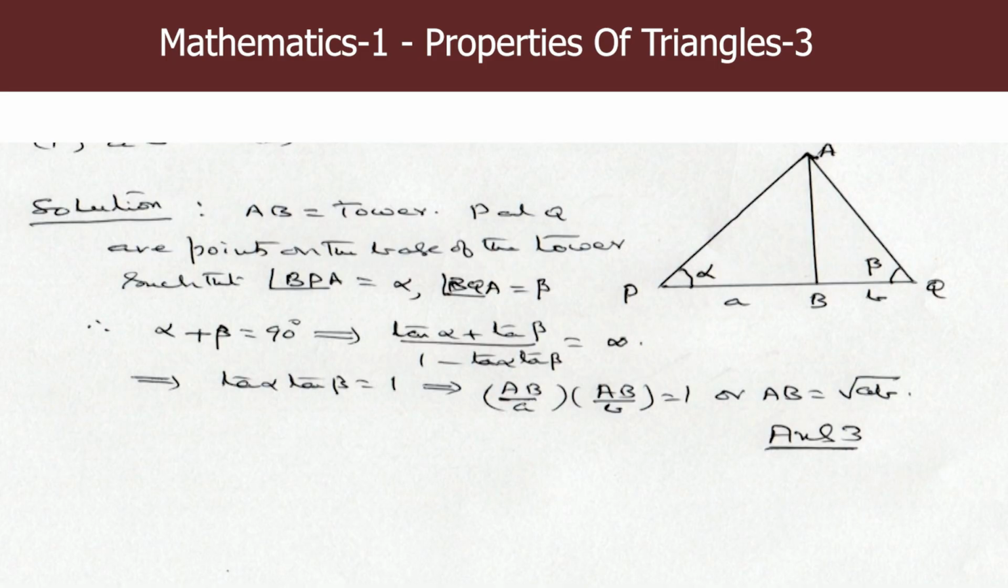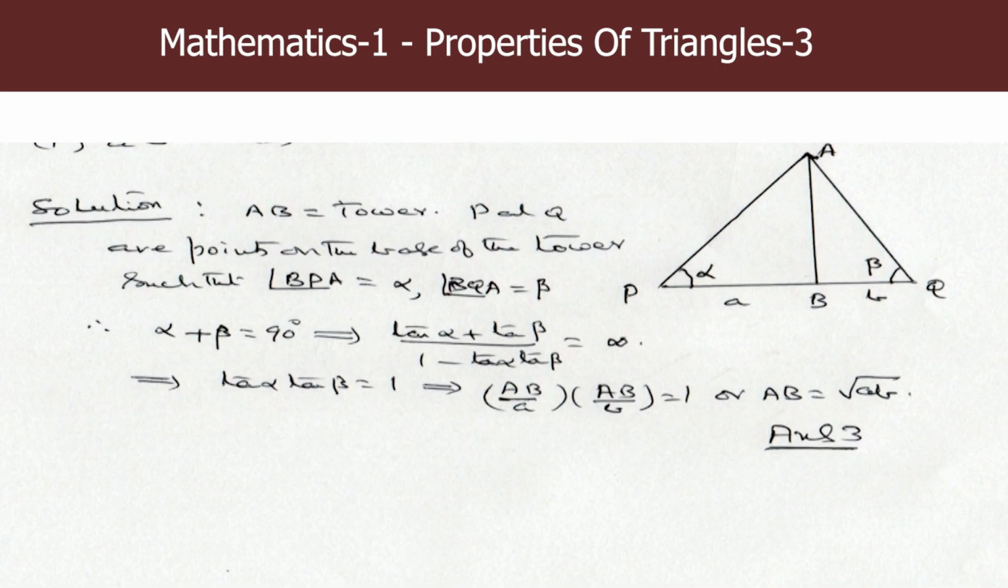So BA is the tower. Suppose BA is the tower, and from P and Q, if you observe, we are supposing that the angles of elevation of A as alpha and beta respectively. See the diagram. So angle BPA is alpha, angle BQA is beta. Now alpha plus beta is equal to 90 degrees. That implies tan alpha plus tan beta by 1 minus tan alpha tan beta is equal to infinity. So that means tan alpha tan beta is equal to 1.